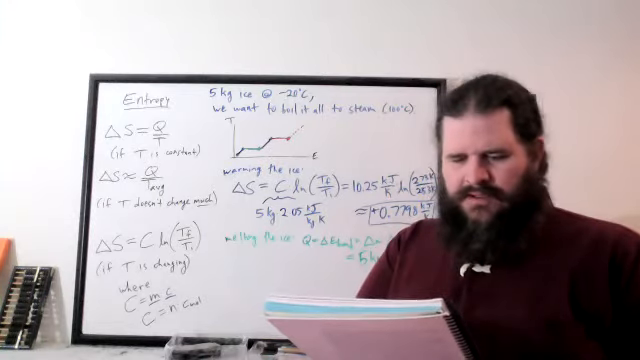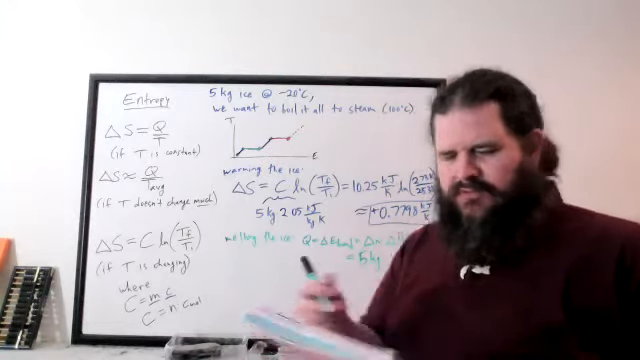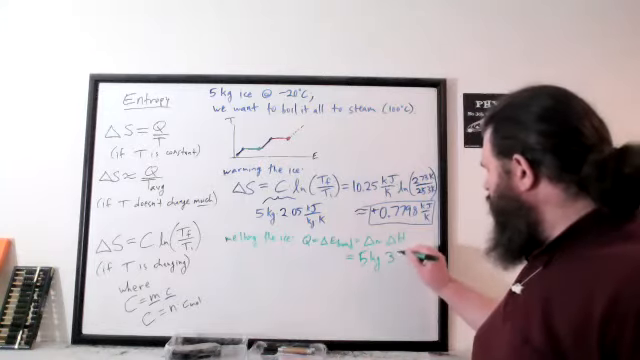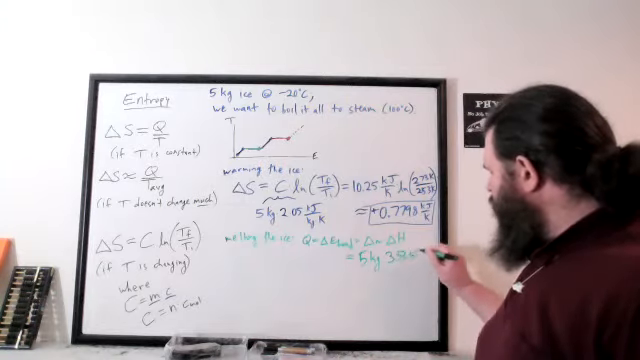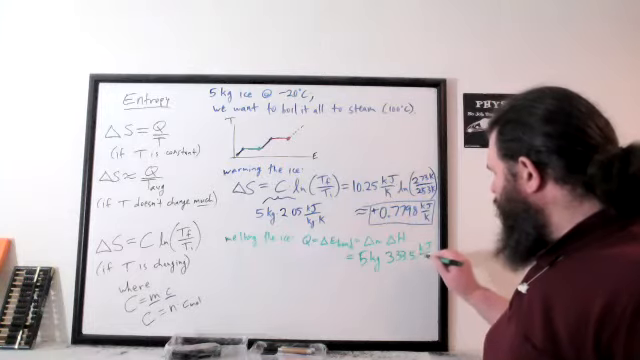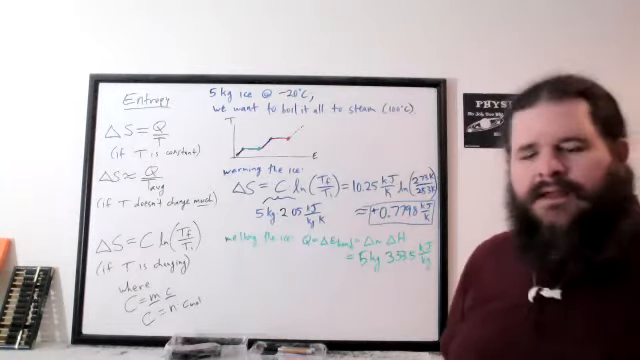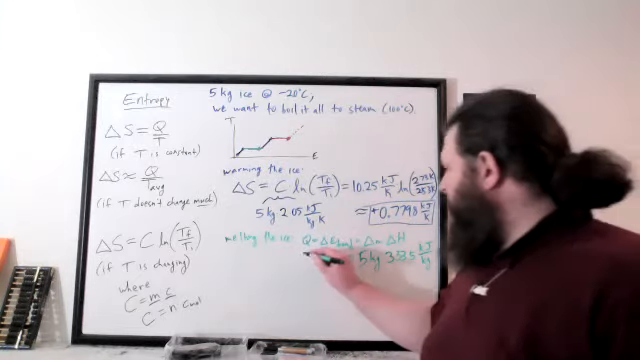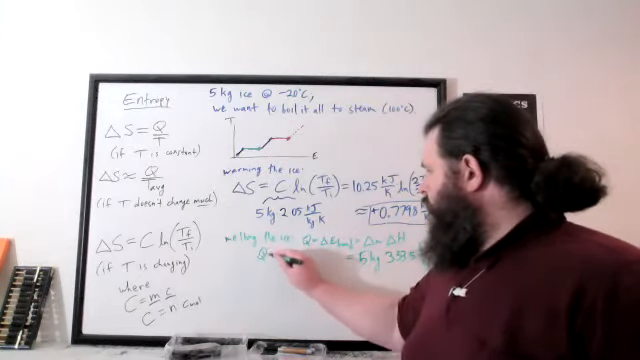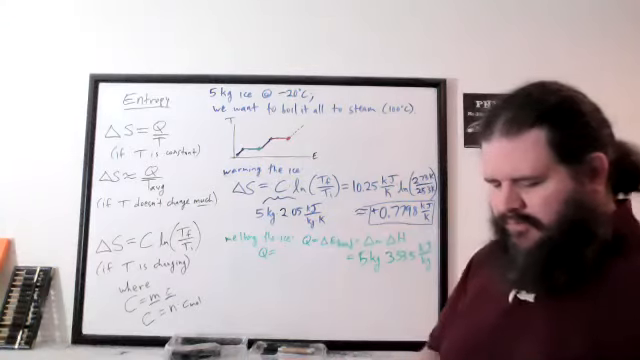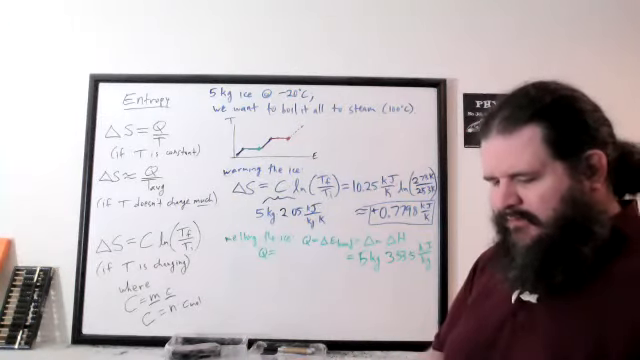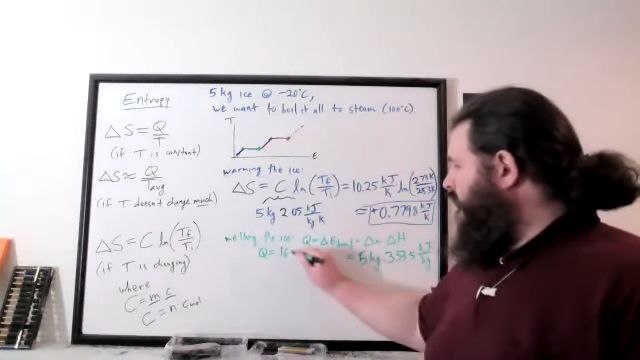Water melting, 333.5 kilojoules per kilogram. Kilograms cancel out, we're left with kilojoules. That tells us the amount of heat. So 333.5 times 5, 1,667.5.